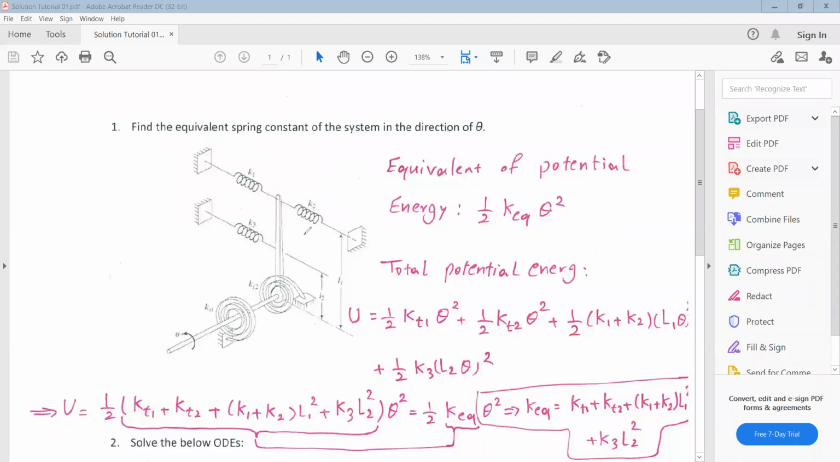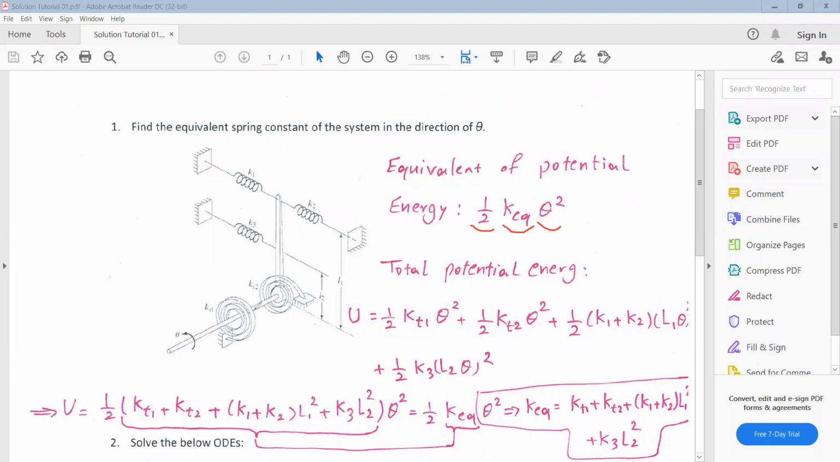But if you want to use the usual method to obtain the equivalent stiffness here, because this is a combination of rotational and linear springs, it's somehow impossible to use the usual method. In this type of problem, the best option is using the energy. You can obtain the total potential energy for this system, and then you know that the potential energy is equal to half times the equivalent stiffness times theta squared or x squared, for example.